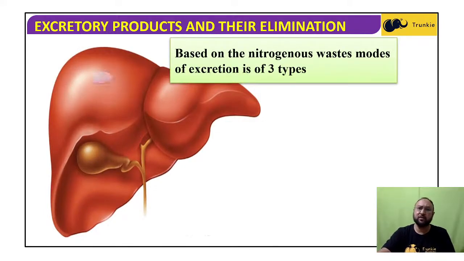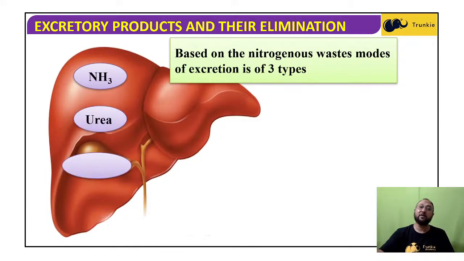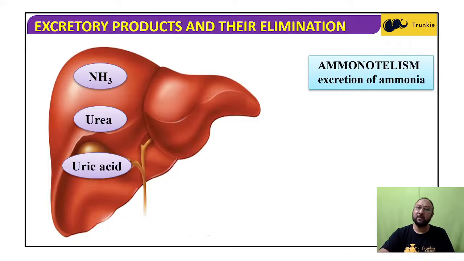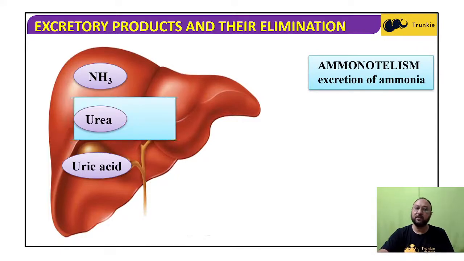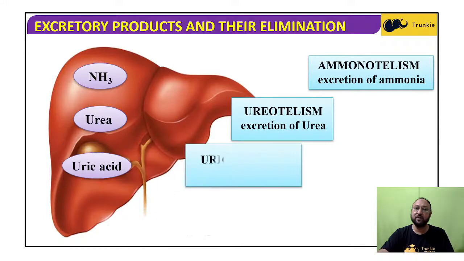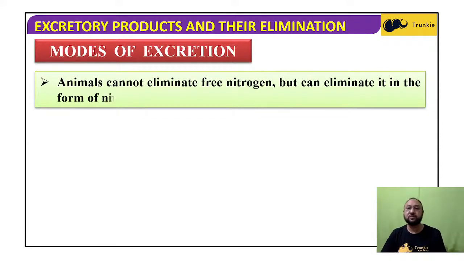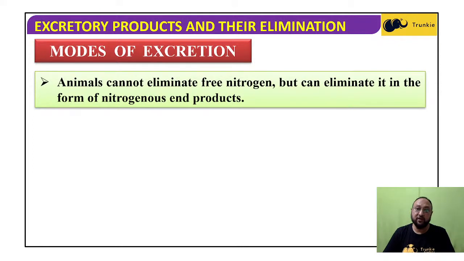Based on the nitrogenous waste product, the modes of excretion are of three types: excretion of ammonia, urea, and uric acid. That is called ammonotelism, excretion of ammonia, then ureotelism, excretion of urea, and uricotelism, excretion of uric acid, which we already discussed. So in the mode of excretion, animals cannot eliminate free nitrogen, but they can eliminate it in the form of a nitrogenous end product.